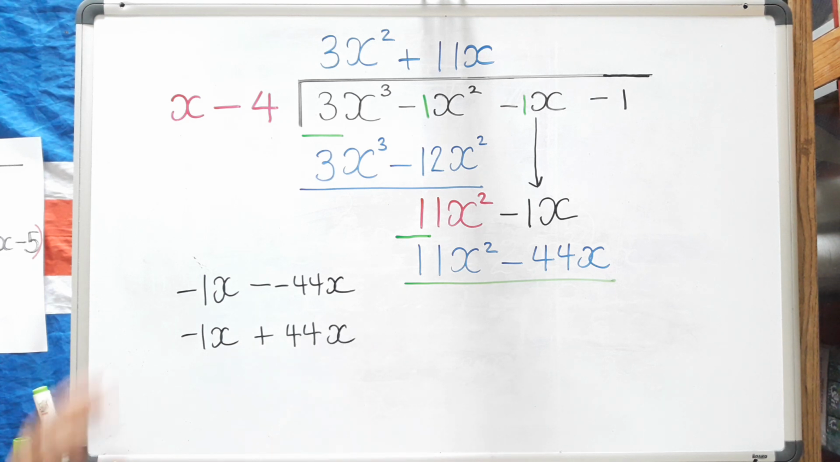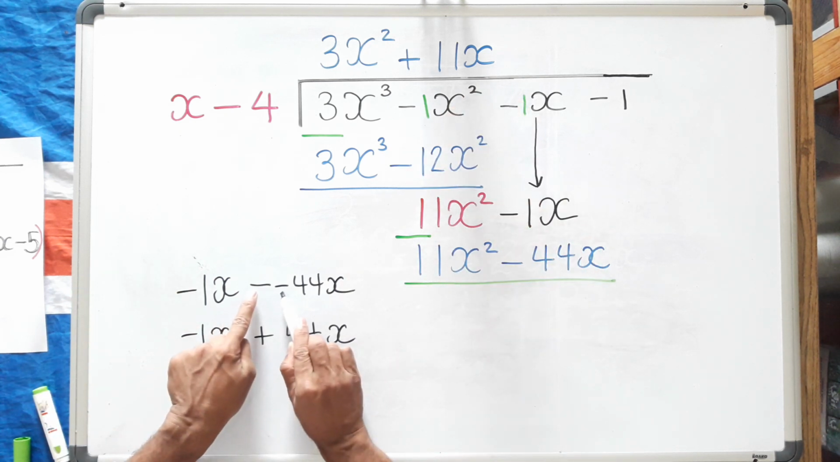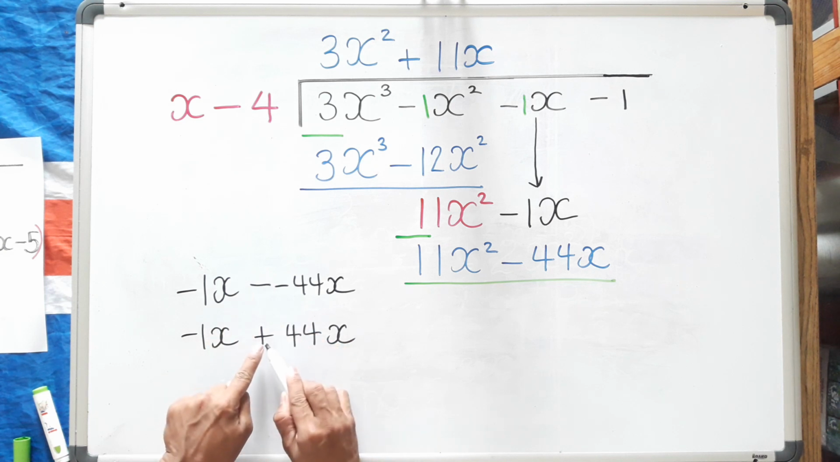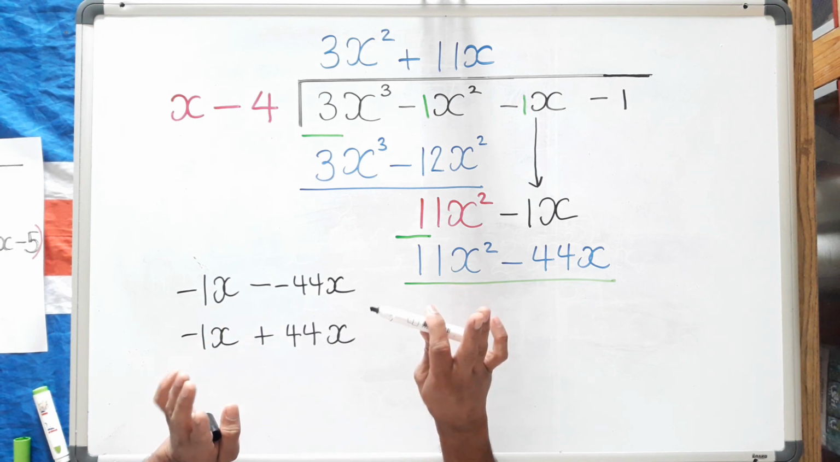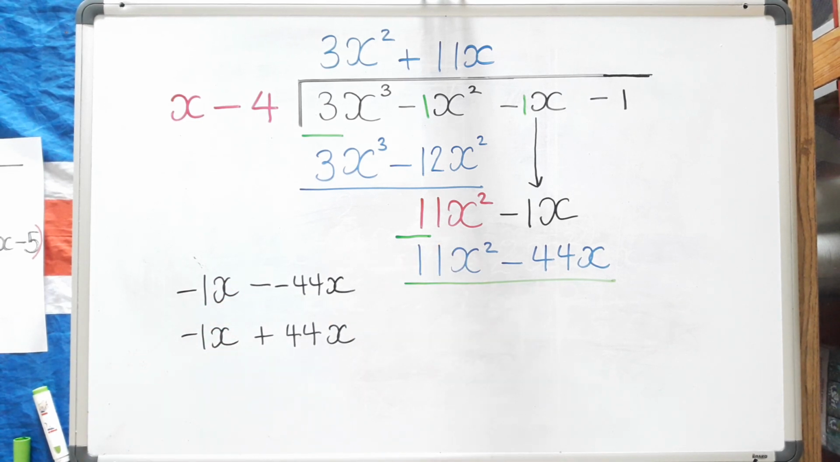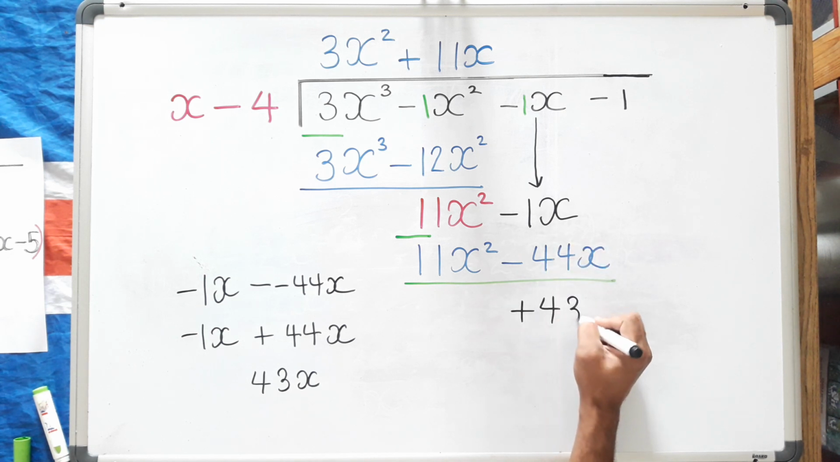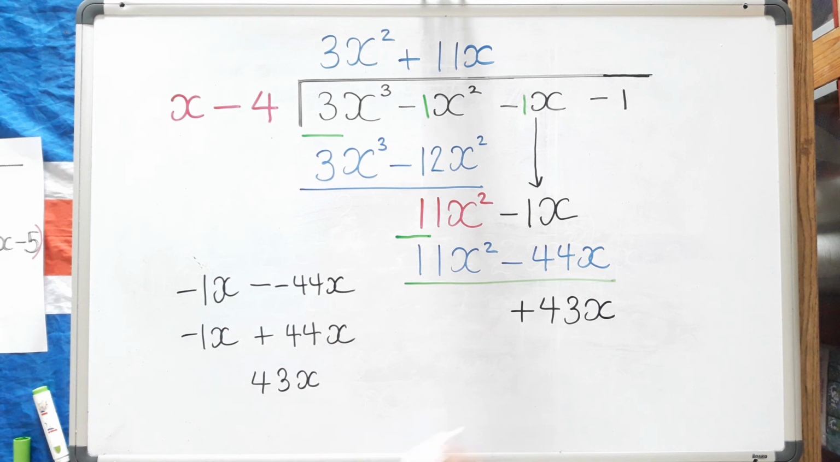Now, I know in both examples, in both sets of working coming down, you saw that two negatives come together to give you a positive. Two negatives will not always come together. It just happened to come together in this particular question. So don't assume that you're always going to get a positive here. You have to reason it out. So minus 1x plus 44x is positive 43x. So over here, I get 43x. I don't really have to write the positive because it's understood to be positive.